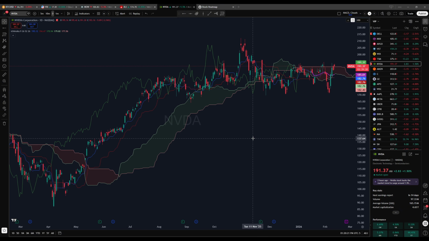Number 3, leading span A must be above leading span B. Green over red always. The future outlook must be bullish. And number 4, the conversion line must be above the baseline. The fast momentum has to be leading that slow static gravity line.